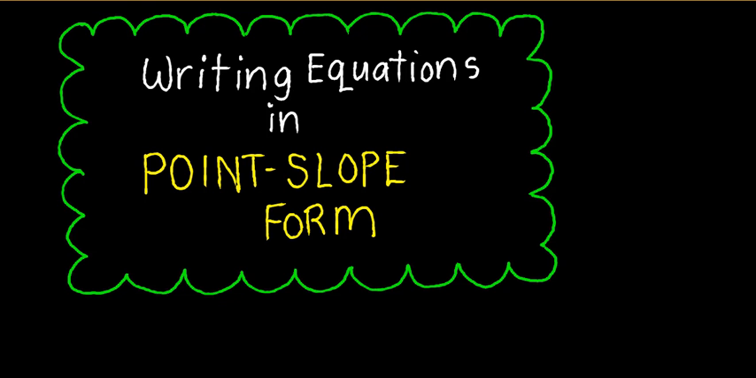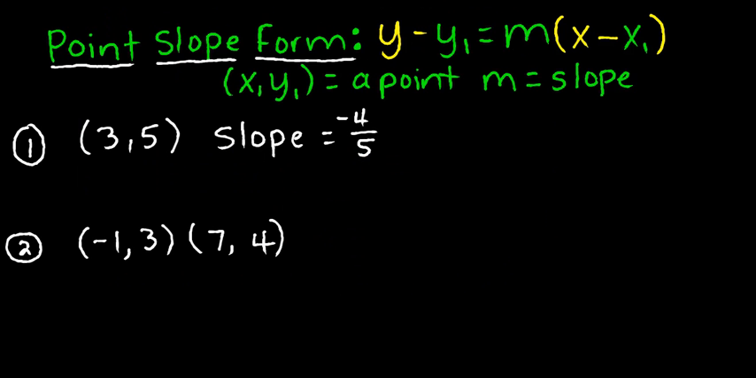Hi, this video is to review writing equations in point-slope form. There are three types of formats for linear equations. One of them is called slope-intercept form, one of them is called standard form, and one of them that's very handy is called point-slope form.